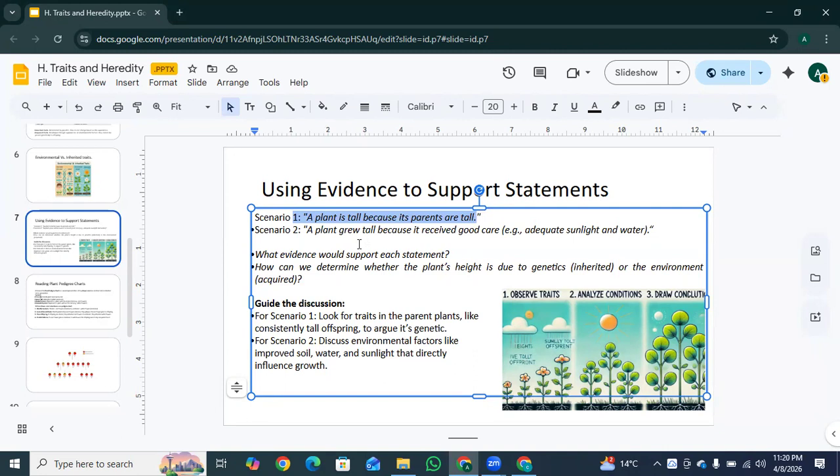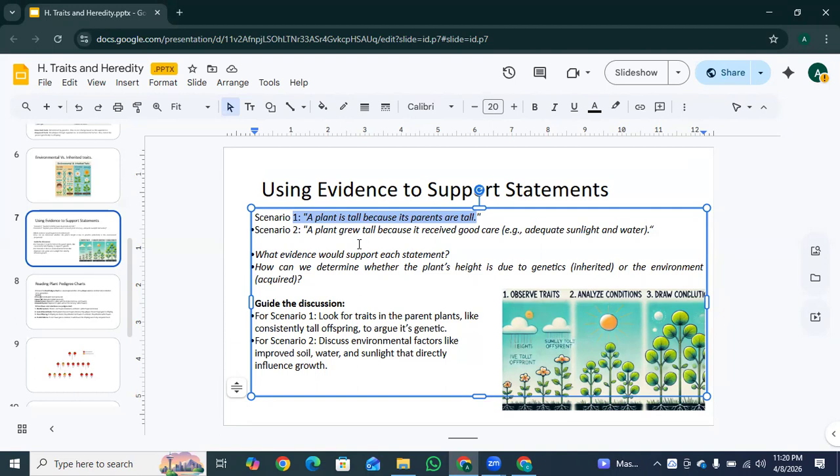So we have scenario 2. A plant grew tall because it received good care, for example, adequate sunlight and water. So we have evidence. You would look at the surroundings. If you have two plants from the same parent, but the one in the sun grew tall while the other one in the shade stayed small, that is proof that the environment made the difference.